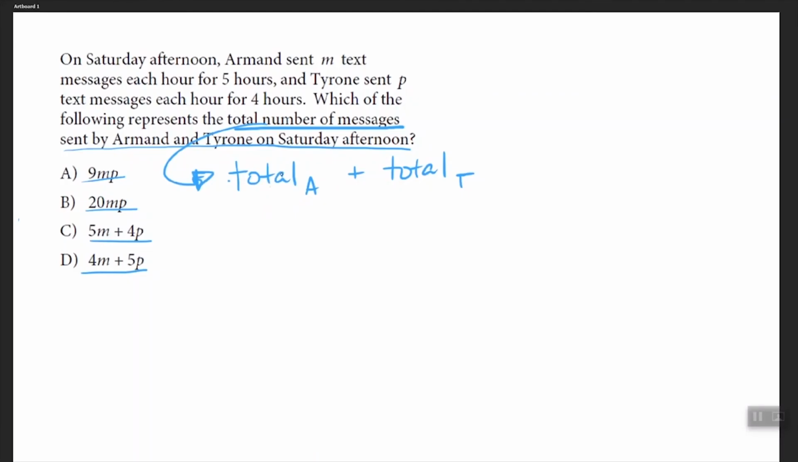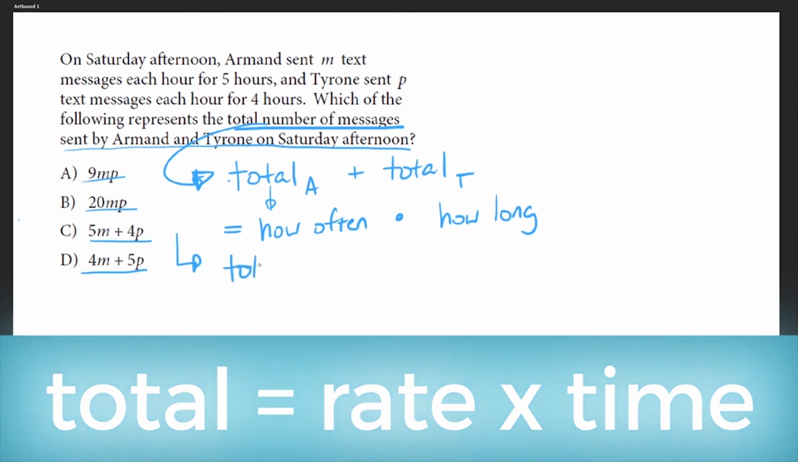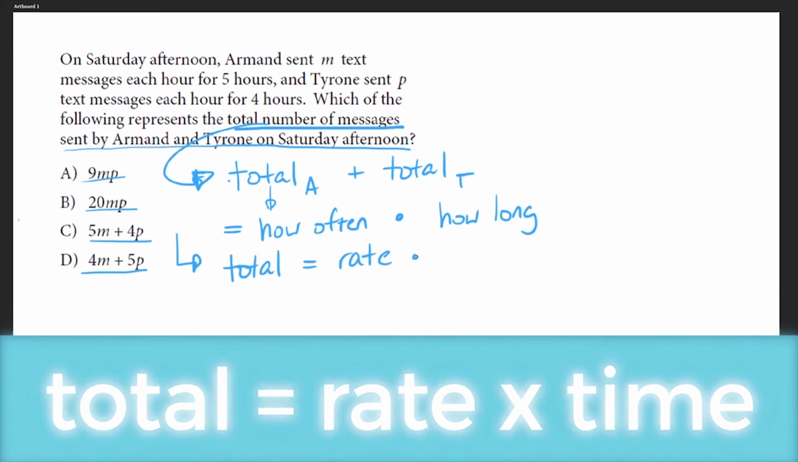Now that we have this expression to guide us in solving the problem, let's figure out how many texts Armand sent. To do that, we'll need two things. The first is how often he texted, and then for how long he was texting. And we'll multiply these together. This setup is based off a very important equation that we all need to remember and know. And that is the total equals the rate times time.